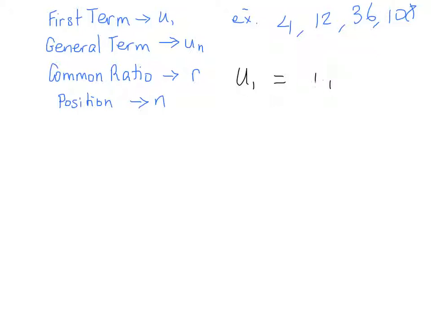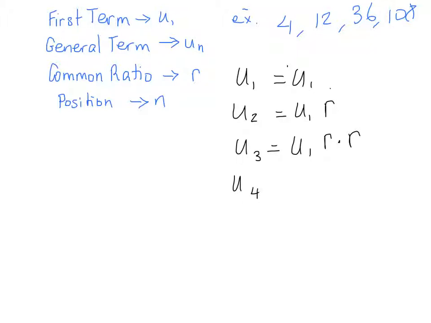Let me move this over a little bit. And here we go. u1 is simply just u1. But how did we get our second term? Well, in order to get our second term, we had to take u1 and multiply it by r. How did we get our third term? Well, we had to take our u1 and multiply it by r twice. And how about u4? Well, we took our u1 and we multiplied it by r, and now we're going to have to multiply it by r once more.